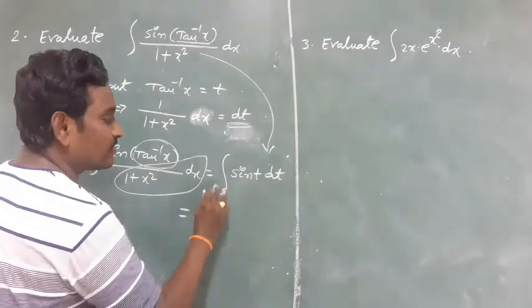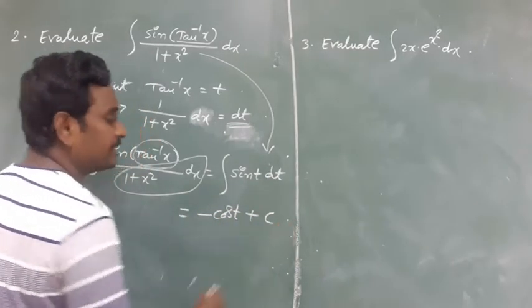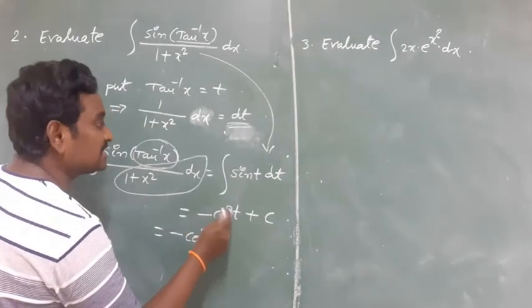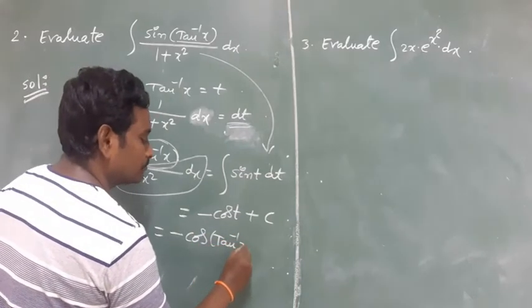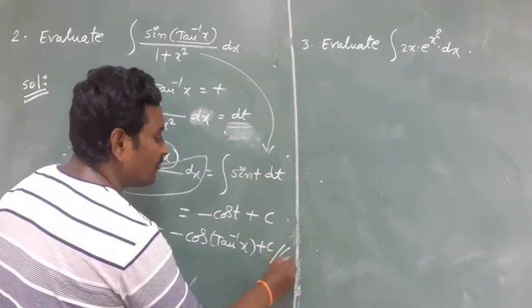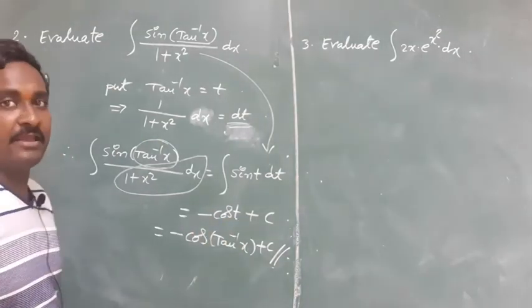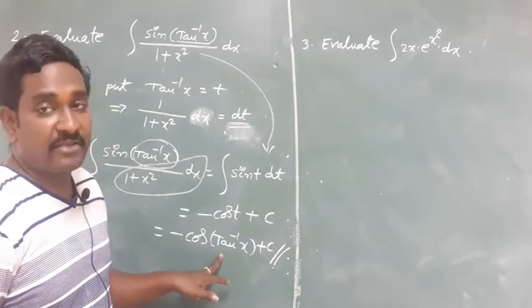So what is the integration of sine t? Minus cos t. Integration is completed, that's why add c. So minus cos of, what is t here? Tan inverse x, plus c. Don't forget, finally replace the t value. Finally we should change the t term in terms of x now.